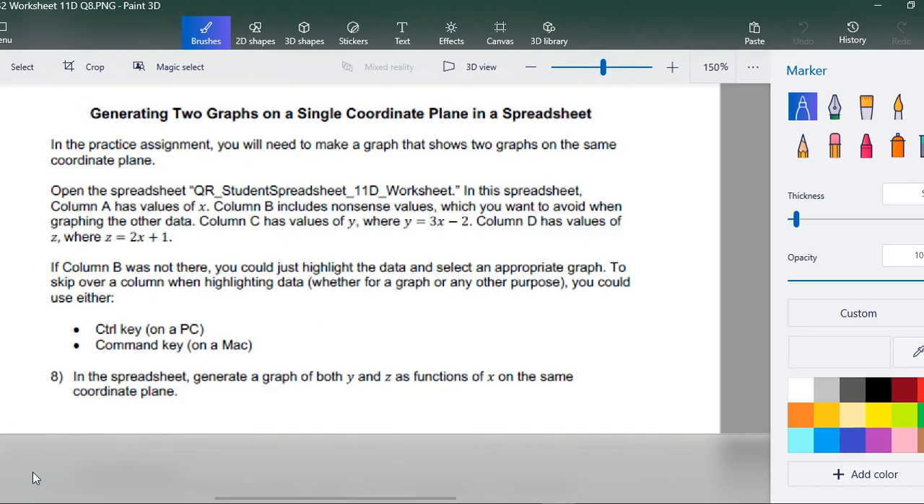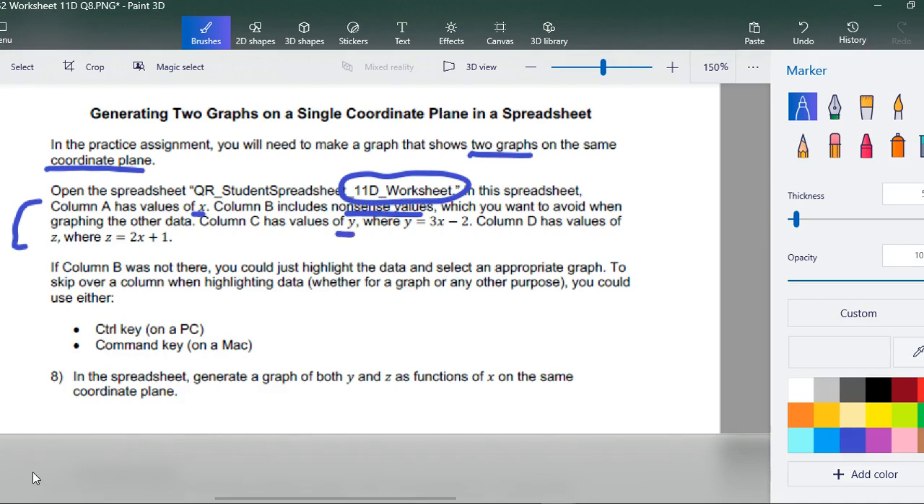The last thing that we're looking at in this lesson is that we're going to generate 2 graphs on a single coordinate plane in a spreadsheet. And you're going to need to do this in the practice assignment, where you're going to show 2 graphs on the same coordinate plane. You do have an 11D worksheet, and it's in D2L under our content and then under Excel spreadsheets. The point that they're trying to make here is that column A has the values of X. That's important. But column B has nonsense values, and we want to avoid them. They're going to hurt our graph.